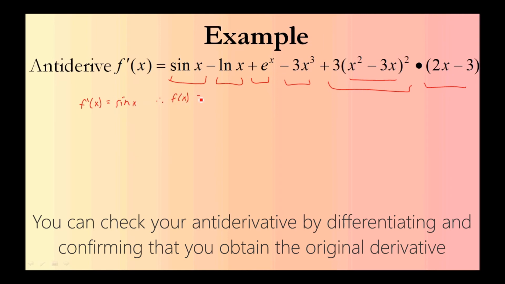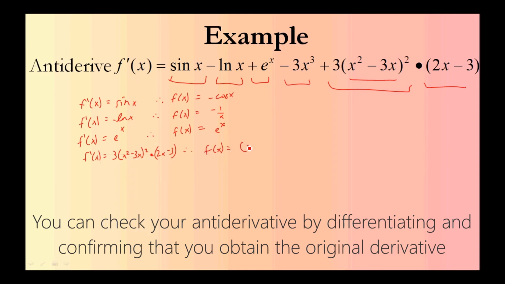Therefore, f of x is equal to negative cosine of x. F prime of x is equal to negative natural log of x. Therefore, f of x is equal to negative 1 over x. F prime of x is equal to e to the x. Therefore, f of x is equal to e to the x. F prime of x is equal to 3 times the quantity x squared minus 3x squared times 2x minus 3. Therefore, f of x is equal to x squared minus 3x cubed.